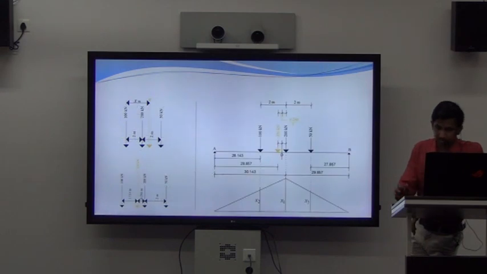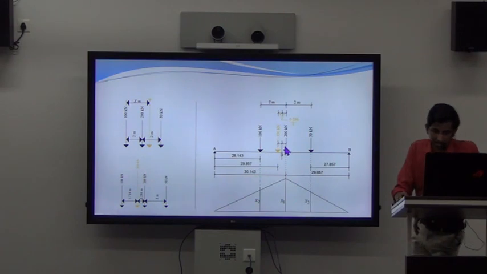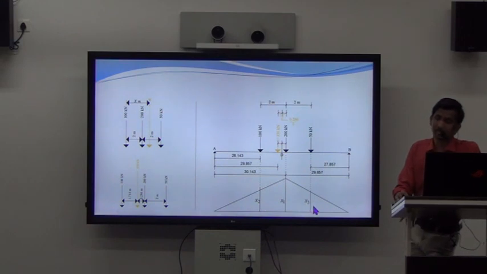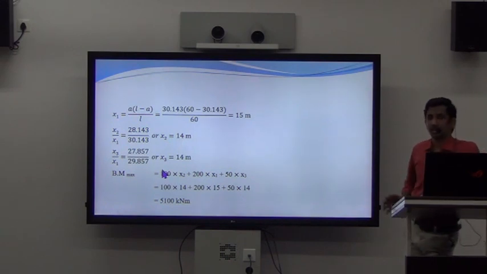You can avoid some of these calculations. If you see this figure, you can notice one thing. This 200 kilonewton load is at this location and both the other loads are symmetrically placed about that 200 kilonewton. So once you find the value of x2, it will be the same as x3, because of the symmetry in which we have kept our load. After substituting the values, you can see that these values come as 14 meters itself.